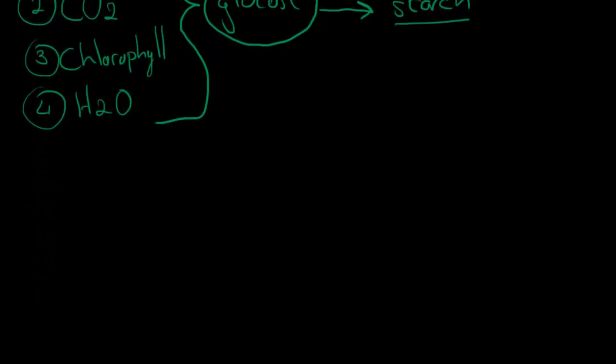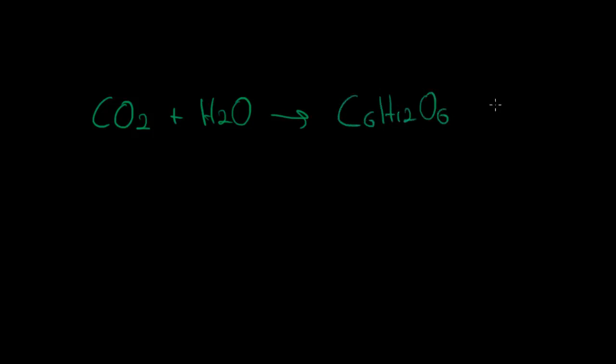Now the chemical equation of photosynthesis is carbon dioxide plus water will give us glucose, C6H12O6, plus oxygen. Now, you can see that photosynthesis does not only produce glucose, but it can also produce oxygen. Oxygen, of course, is very important for producing energy through aerobic respiration.